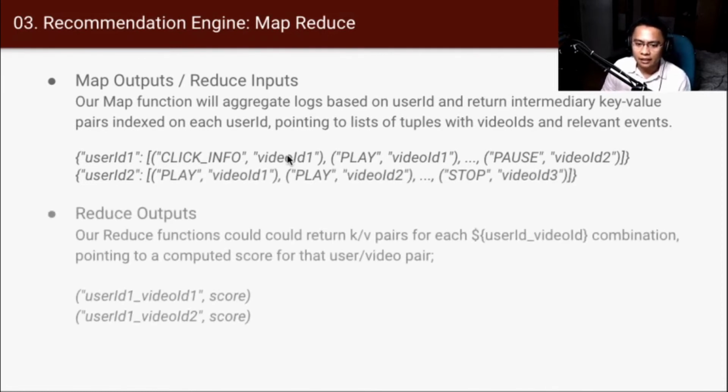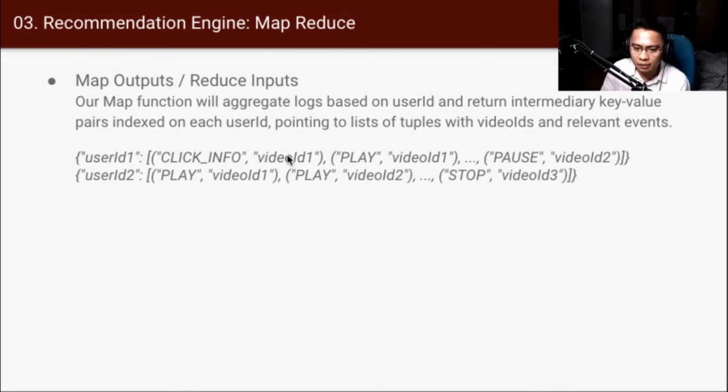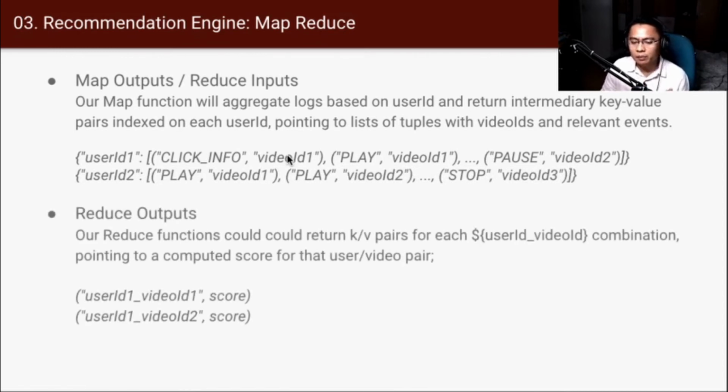Okay, after we implement the map function, we're gonna implement the reduce function. Our reduce function could return key-value pairs for each combination of user ID and video ID, pointing to a computed score for that user and video pair.